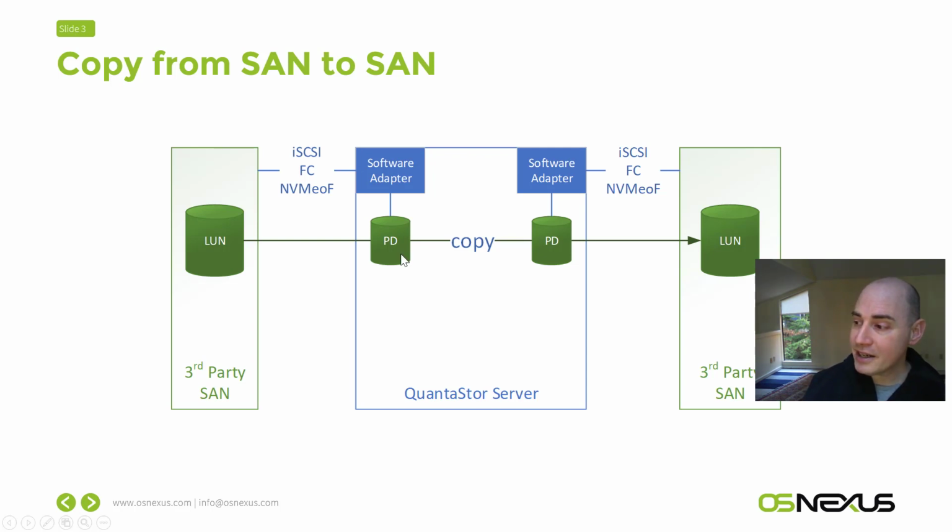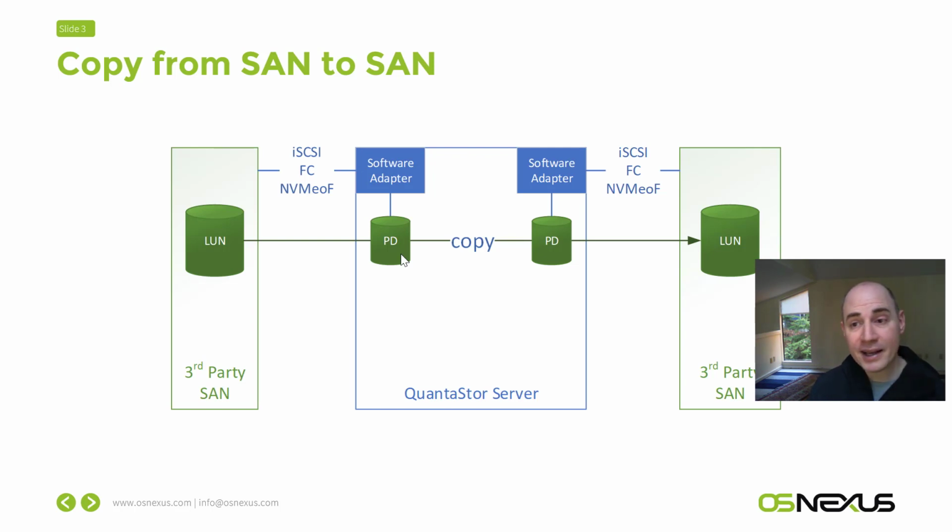What we're showing here with this PD, we call it a physical disk. This is just saying the LUN has shown up to QuantaStor as the base system. And so once that device arrives, we call it a physical disk. And you can just copy from physical disk to physical disk. So in that process, it's really just copying from one LUN in the third-party SAN on the left to another LUN on the third-party SAN on the right.